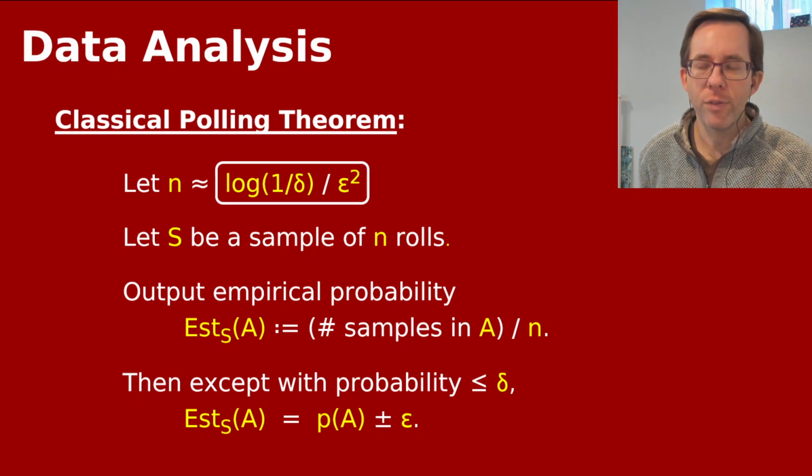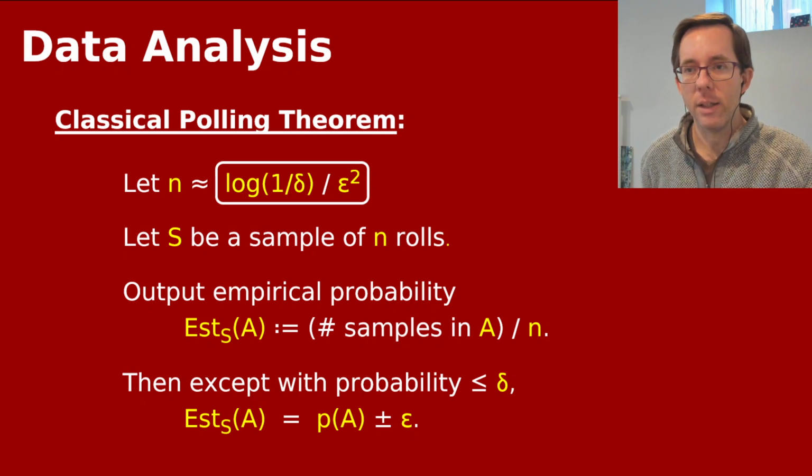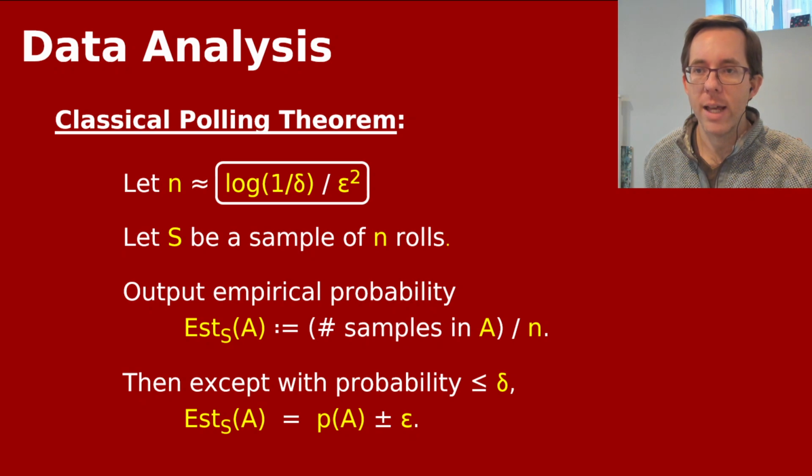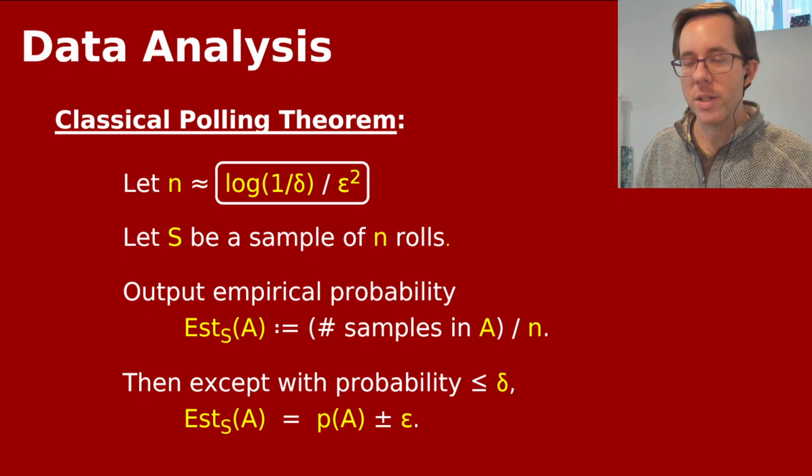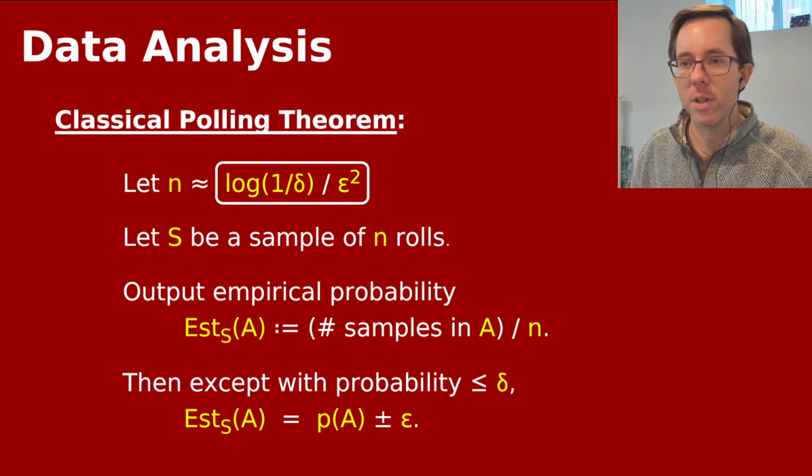It says you set n to be roughly 1 over epsilon squared, maybe more precisely log 1 over delta over epsilon squared. Delta is another parameter, and you roll the die n times and you get a sample S. And for your estimate of the probability of event A, you just output the empirical probability, which is this quantity I wrote, S sub S of A, which is the number of samples that were in the event, or the subset A, divided by n. That's the empirical probability. And the classical polling theorem easily tells you that, except with probability at most delta, your estimate will be correct. It'll be within plus or minus epsilon of the true probability of A, except with probability at most delta.